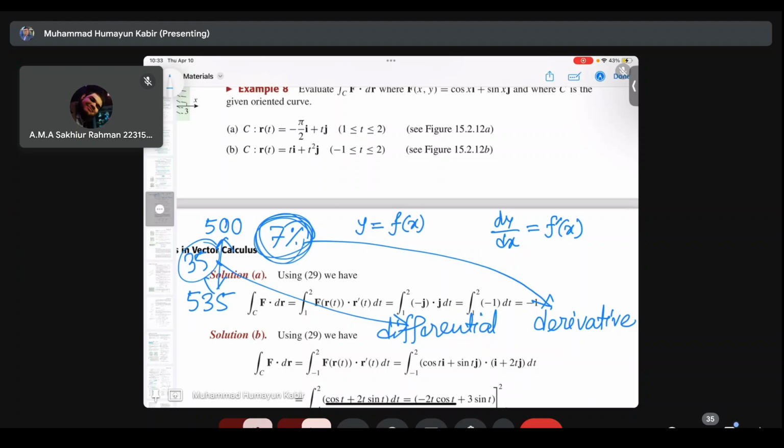Any more questions? Now, what is the relation between them? Suppose I want to calculate the amount of change. What is the amount of change here? 35. So, may I write like this?